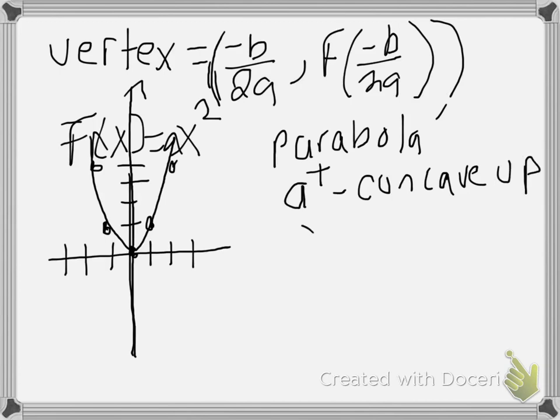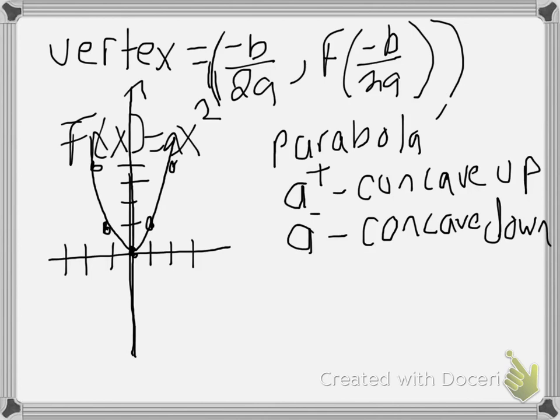So if a is negative, no matter what form the equation's in, then you're going to have concave down because it opens down. So concavity in a parabola is actually really, really easy. You just look at a. If it's positive, it's up. If it's negative, it's down.